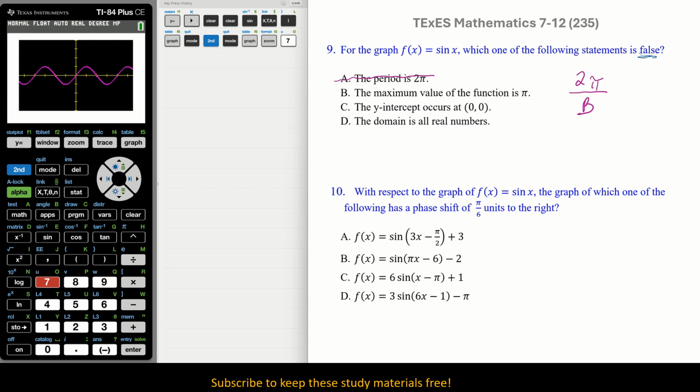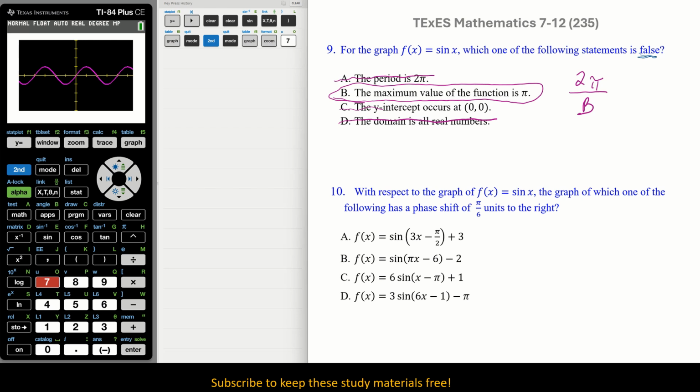So we are looking for a false item, which this probably satisfies. Let's look at C. Intersection, the y-intercept occurs at 0, 0. You can look at your graph and see that that's true, so that can't be it. The domain is all real numbers. Obviously, that is a property of sine and cosine. Now, it isn't a property of tangent and secant. You can put those in your calculator and you'll see that that isn't a valid property, but it is of sine and cosine. We know that for a fact.